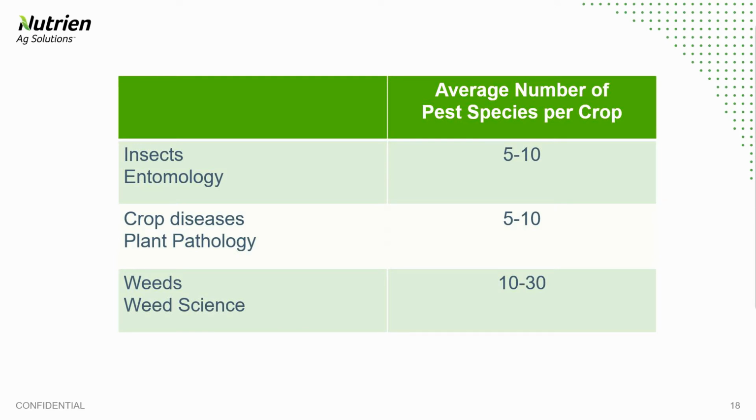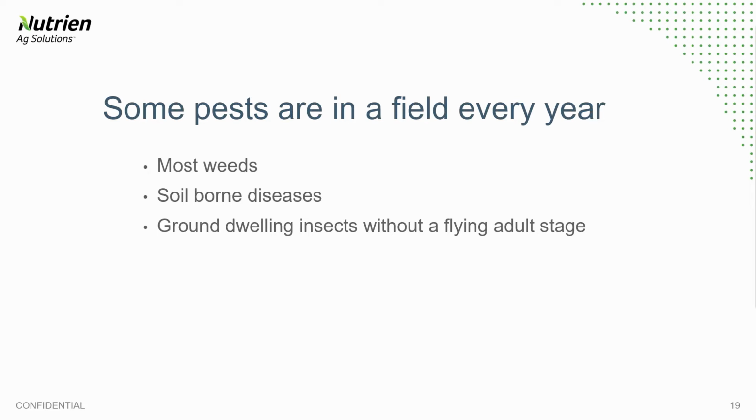While not all 700 pest species are critically important to crop production, almost every field will have a handful of pest species that growers have to be aware of and ready to manage each season. For example, it is not unusual for a farmer to have to manage from 5 to 10 destructive insect species, from 5 to 10 different crop diseases, and from 10 to 30 different weed species in a field sometime during the season. Some of those pests are present in a field every year, while others come and go depending on the weather. Most weeds, soil-borne diseases, and ground-dwelling insects are going to be in the field year after year.